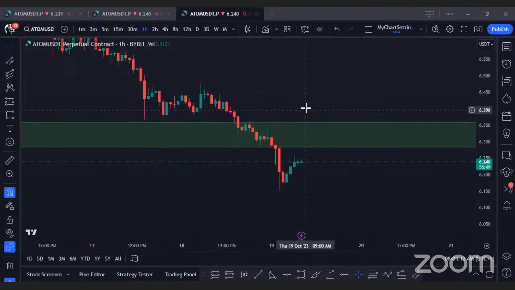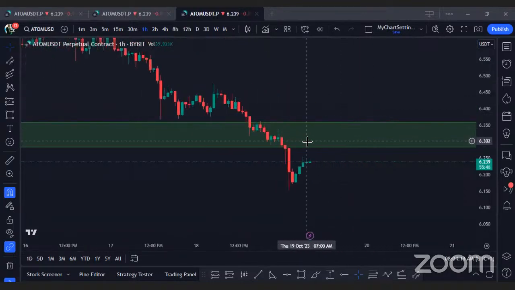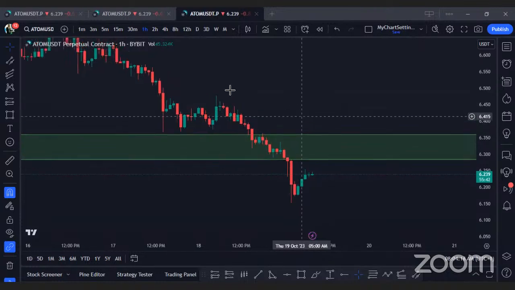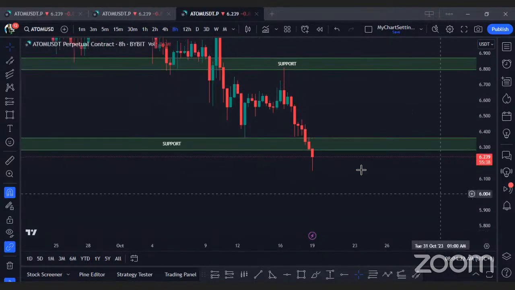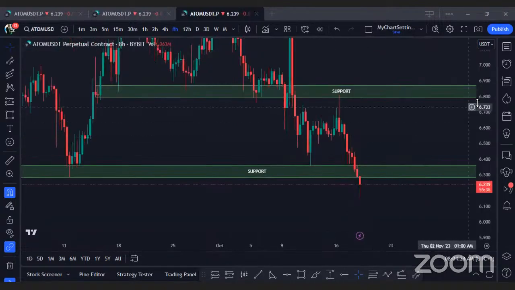I'm still in that trade, but let's see how it plays out. I'm not saying enter any trade, right? Don't enter any trade yet on this until it plays out the way I want it. So I'm making my judgment based on the 8 hours time frame. Let's see how that plays out.